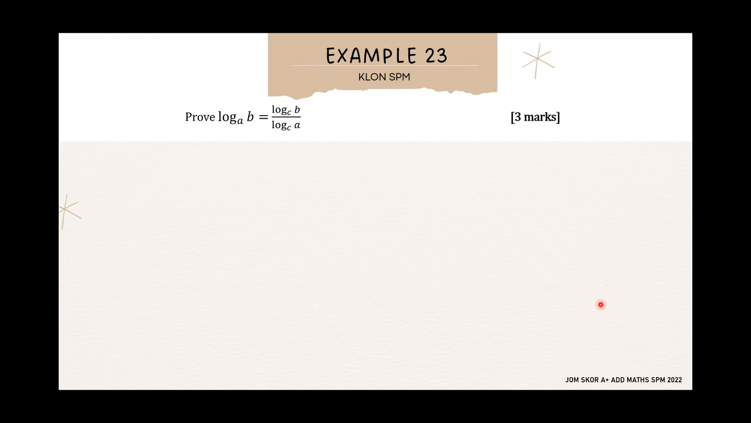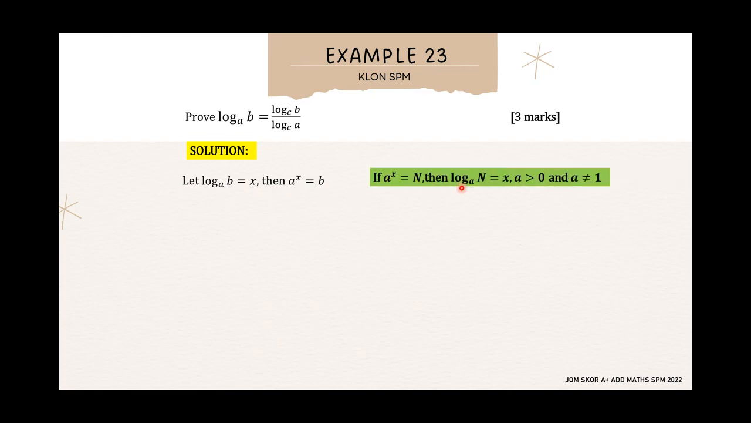So in this case, kita nak prove relationship of log B base A dan log B base C over log A base C. Cara yang pertama adalah kita let log B base A sama dengan x. Dan A to the power of x is equal to B according to definition of logarithm. Okay, right. Next, kita nak use same log base on both sides. Kita nak gunakan log base C kat sini.